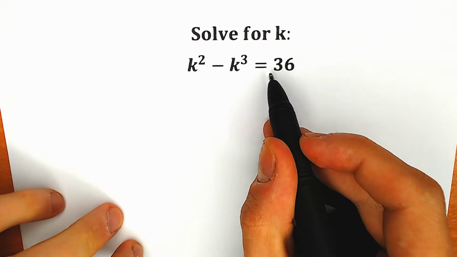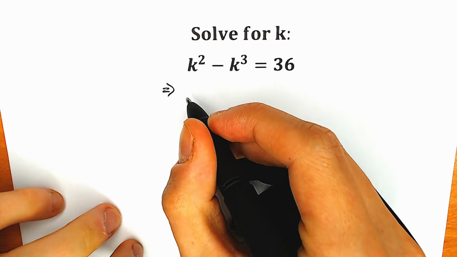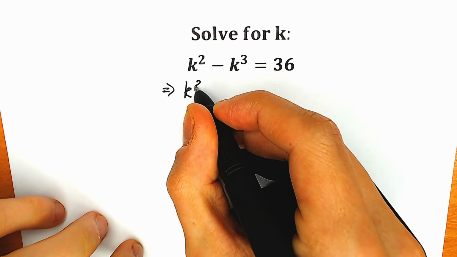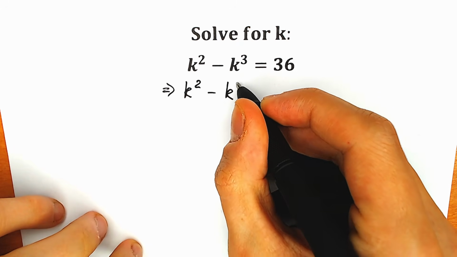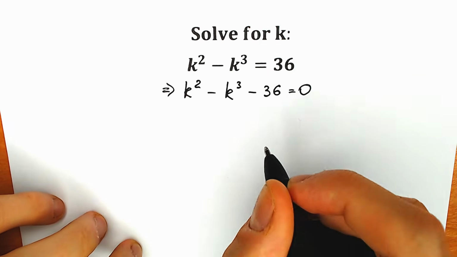So first of all, let's write the 36 on the left side. So this is our first step. As a result, what do we have? We have the same beginning, k squared minus k cubed minus 36 equal to 0.